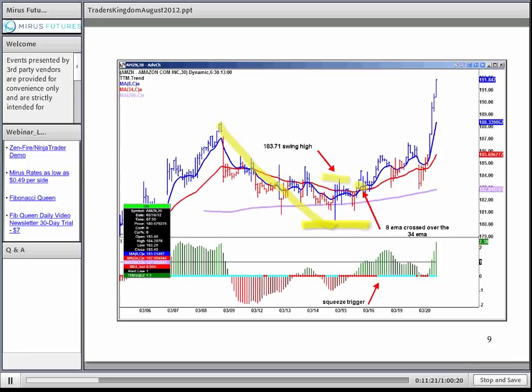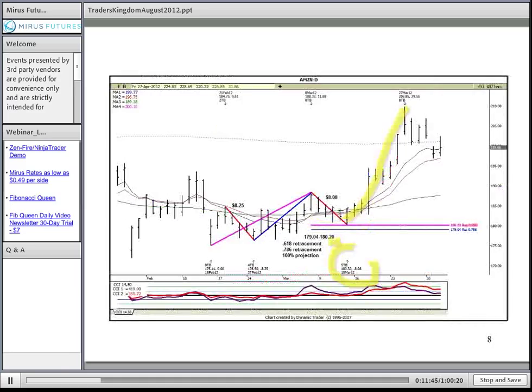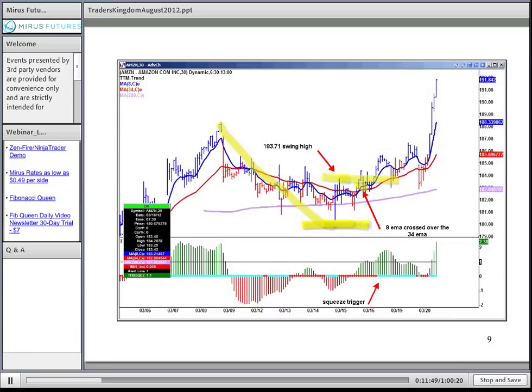So you can see once both of these things took place, so you took out a prior swing high and you had the moving average crossover, then you knew that it was okay to look at an entry in Amazon and place your stop underneath the low that was made prior to the buy trigger. So the stop would end up going in below the low that was made at 180.30.